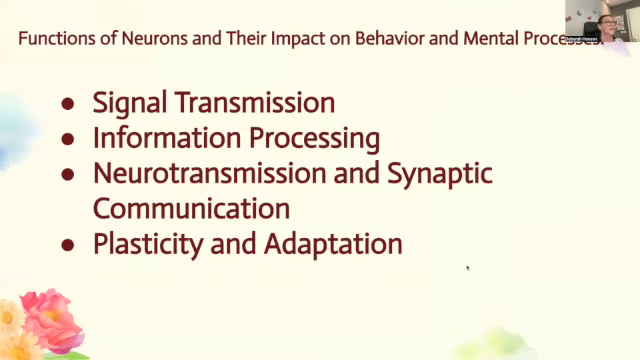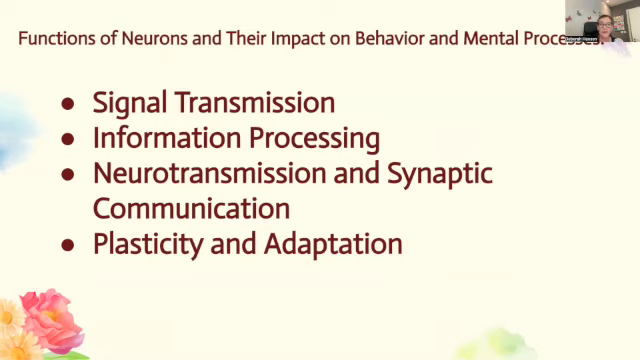Okay. Now we're going to look at the function of neurons and their impact on behavior and mental processes. So we're going to start with looking at signal transmission, then information processing, neurotransmission and synaptic communication, and plasticity and adaptation. Let's start with signal transmission. Okay, so this is how the neurons communicate. They talk to each other.